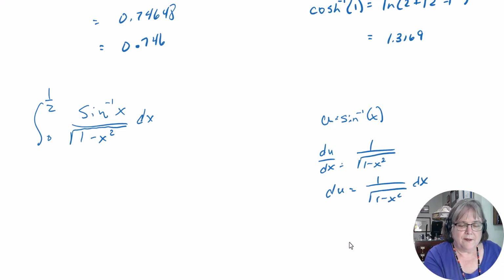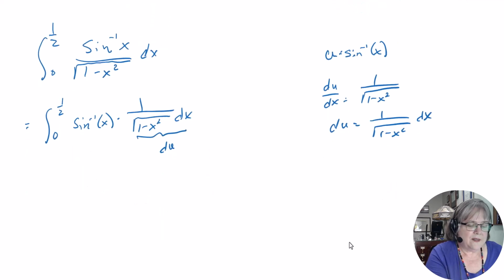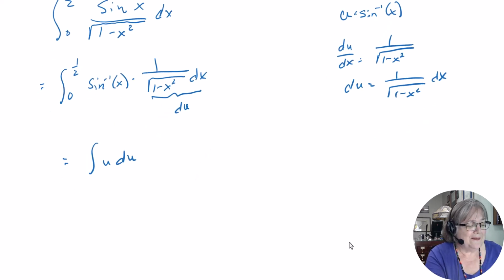All right, so this is actually not too bad, huh? So you have 0 to the 1/2, and this is the inverse sine of x times 1 over the square root of 1 minus x squared dx. And this is your du, right? So this is u du. Hey, that's not too bad, right?